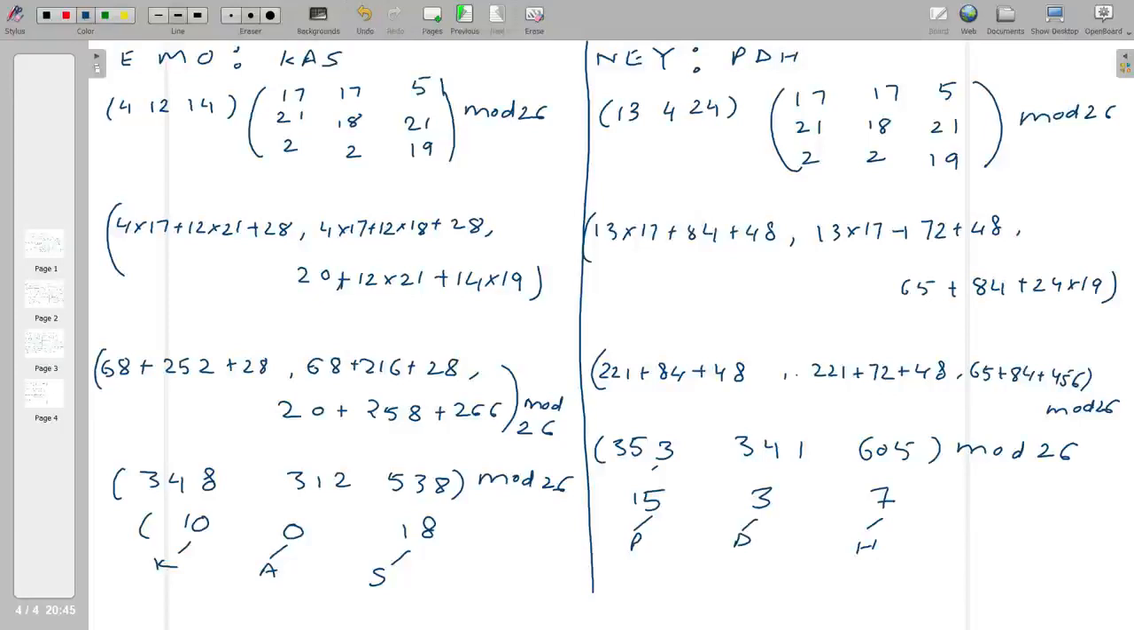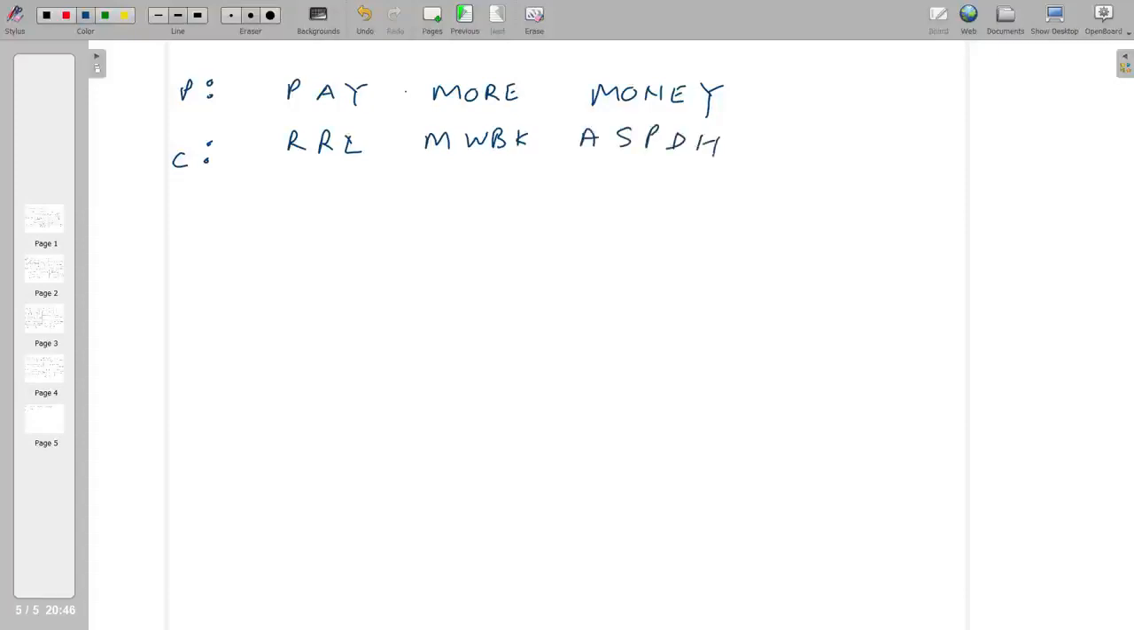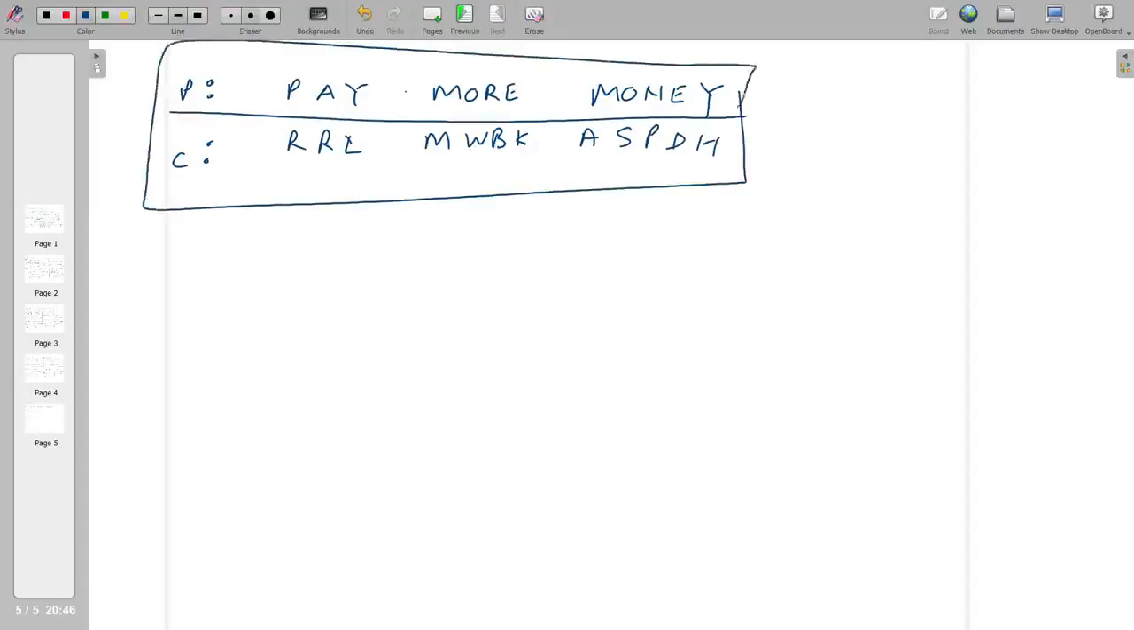So as a whole, if you check the cipher text for pay more money, this was our plain text initially. So now for this, the cipher text is RRL, M W B, K A S, P D and H. So this is our plain text, and the next one is going to be the cipher text.